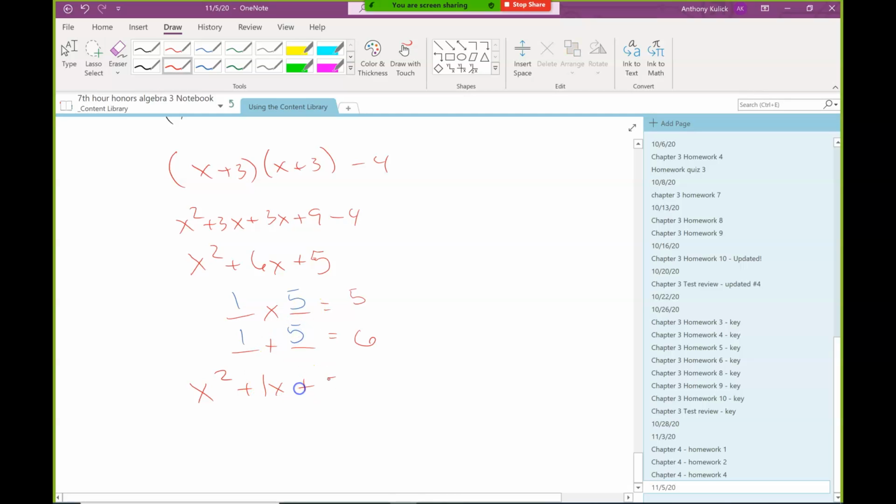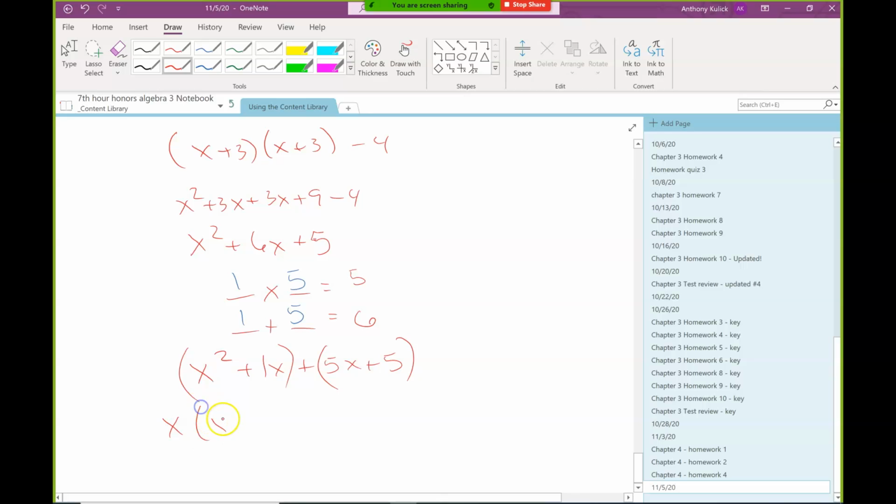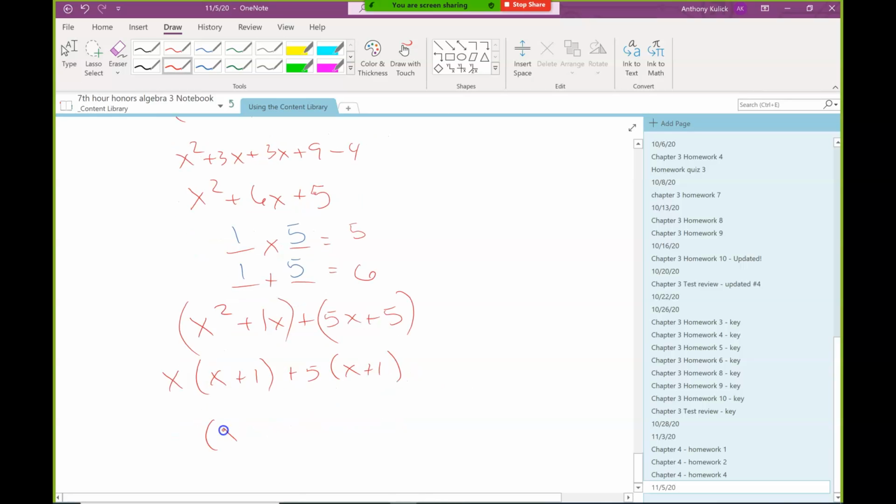So we'll rewrite that then, and make our two groups. Take an x from the first group, a 5 from the second group. We have now an x plus 1 in common. When we factor that off, we're left with x plus 5. Bingo, bango, bongo. We're done zoned.